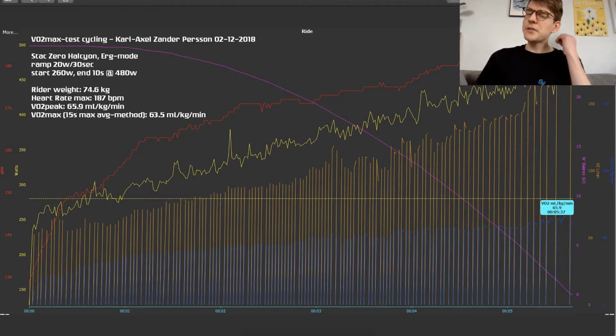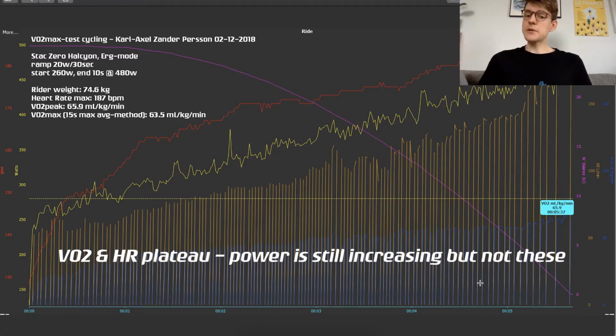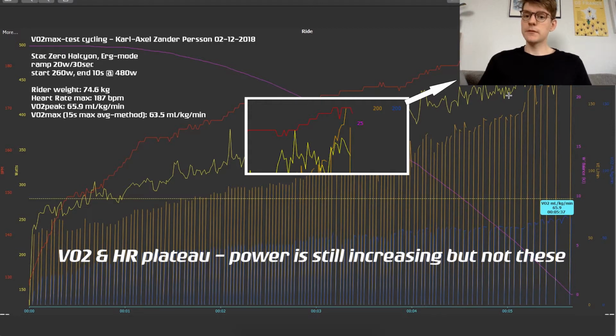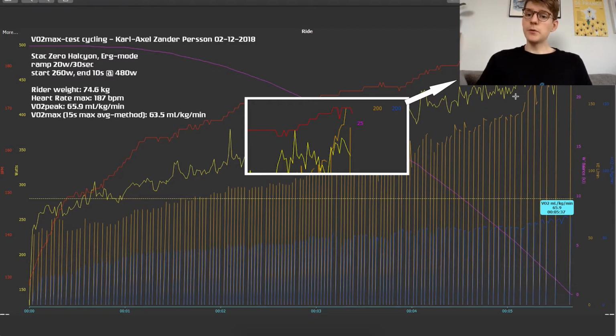Okay, how to know if the test was successful and the results valid? The main criteria we want to check off to ensure that are a plateau in VO2 and in heart rate at the end of the test. Looking at this data, you might want to smooth it a bit more in the analysis program to see that. If there's no plateau tendency at all in the end, the culprit could be that the test duration was too short and the steps rapidly increased.